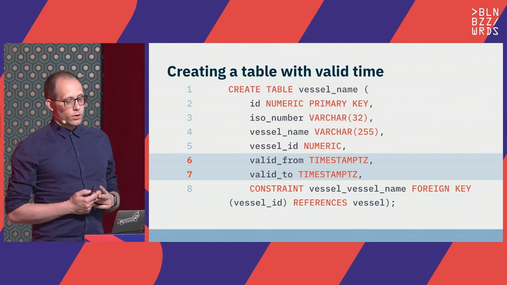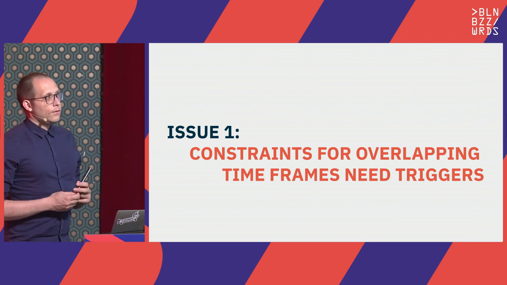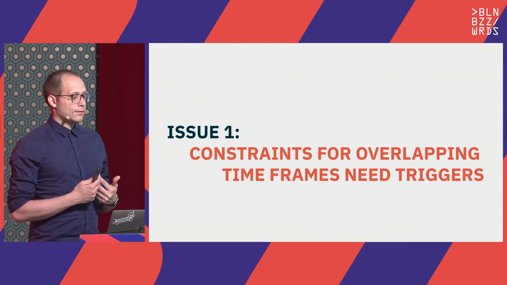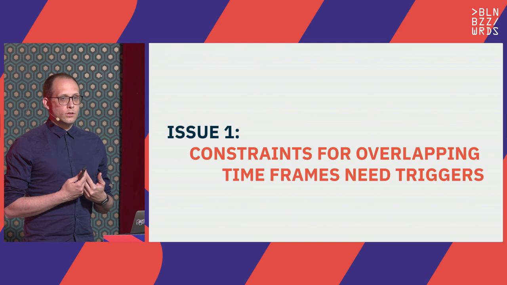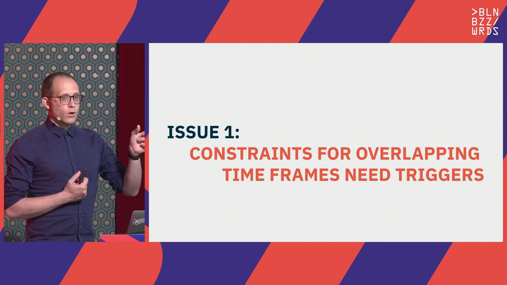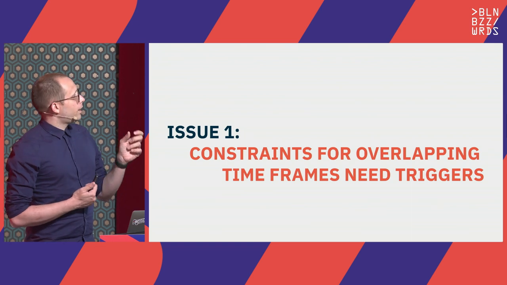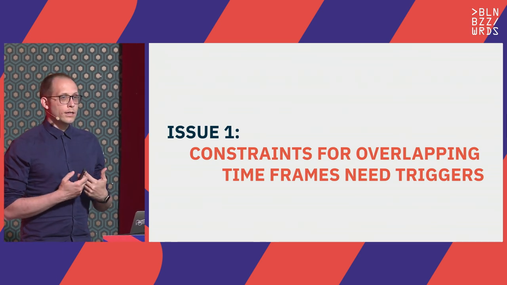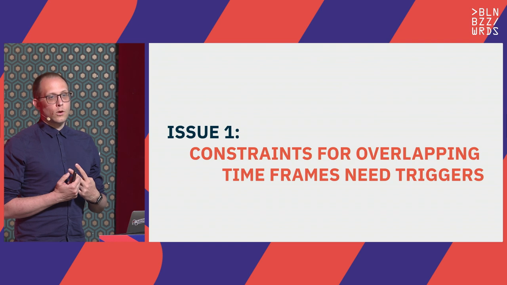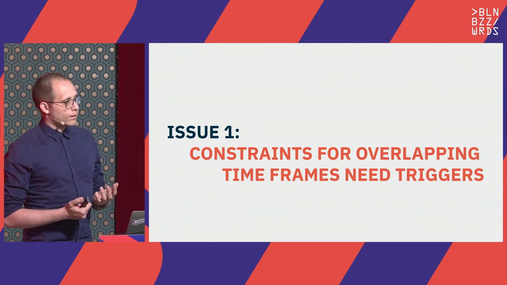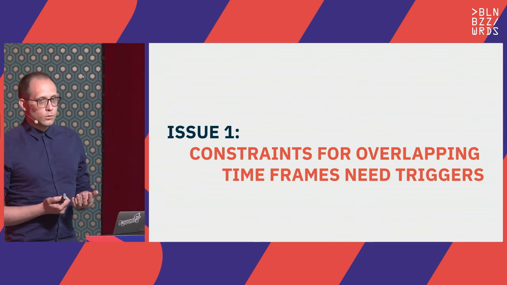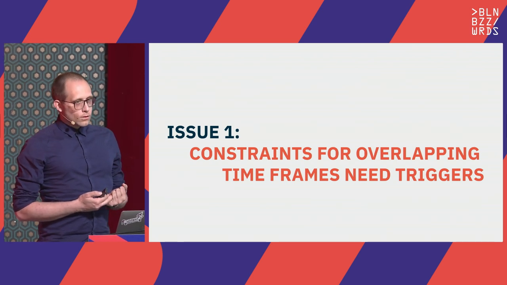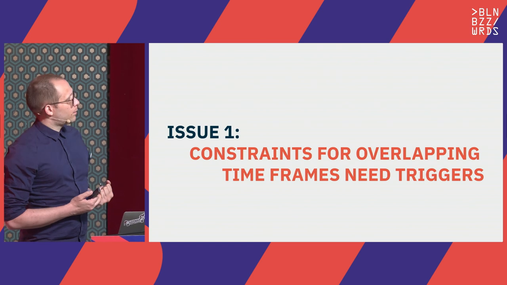But there are two issues with this approach. The first one is, if we want to avoid having overlapping time frames for the same vessel, we need to add triggers into the database. There is no table level constraint saying that the date ranges between those rows must not overlap. Overlapping date ranges would be horrible for us, because if we query the database and ask it, what is the current name of the ship, and the database returns two names, we don't know what to do. So there's no mitigation for that. We cannot make an automated error handling for this. So this would be an exception which is not really handleable. So having those constraints is important, but implementing those constraints is not that easy.